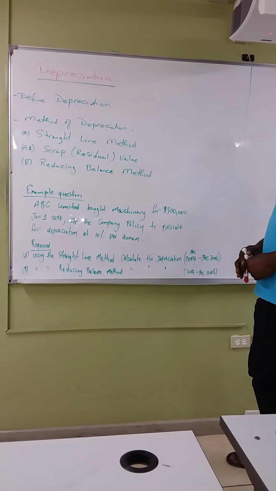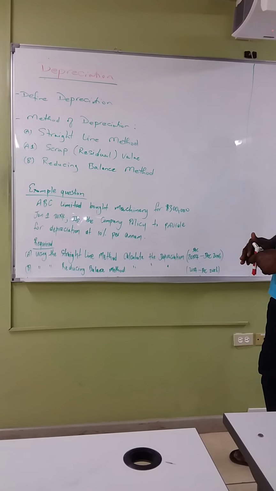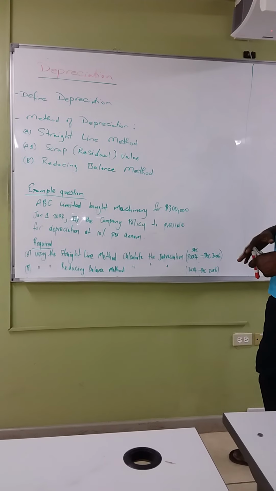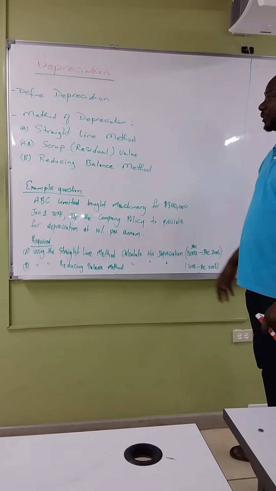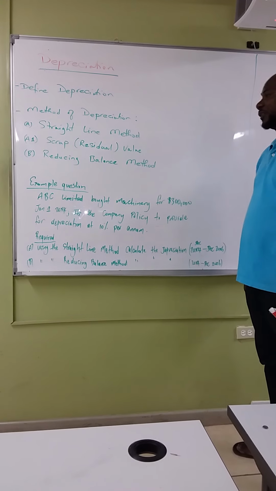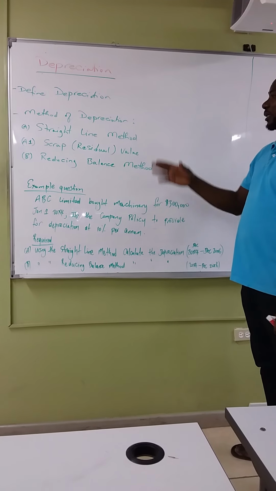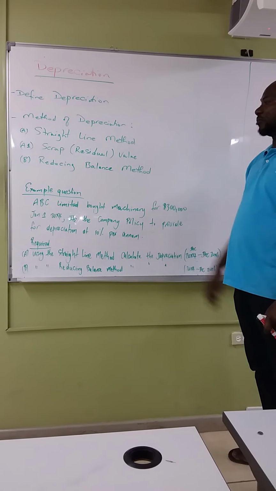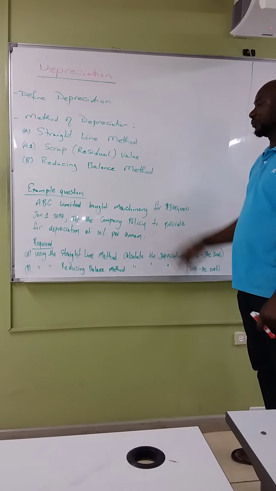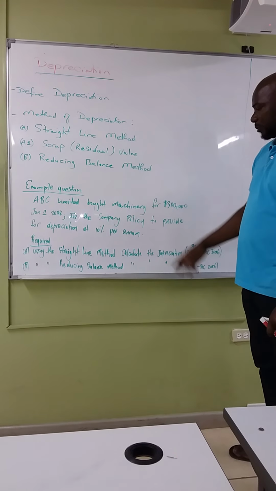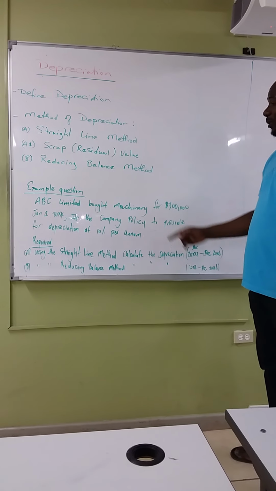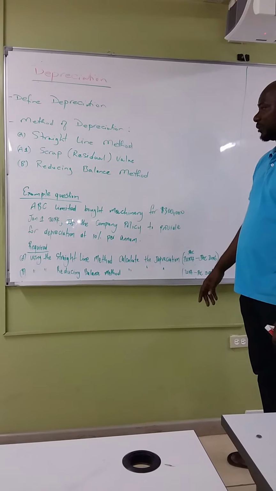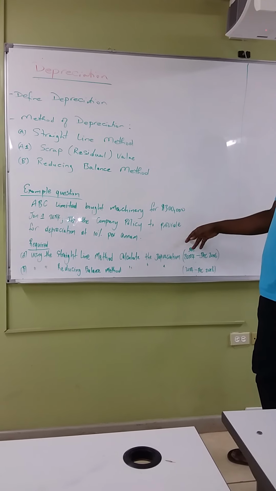What we'll be looking at today is depreciation. First, we'll be defining depreciation. We'll be looking at the methods as it relates to depreciation: the straight line method, the scrap value method, and the reducing balance method. And we'll be examining a question, using the straight line method and the reducing balance method to calculate it.